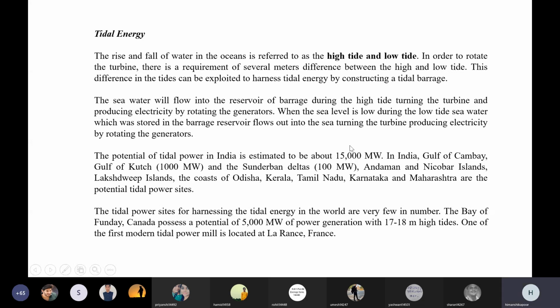So these are very few in number. Wherever there is high and low tides, you can always set up these barrages over there. So you have to first of all research and identify the places where the high and low tides are efficient to produce energy or not.